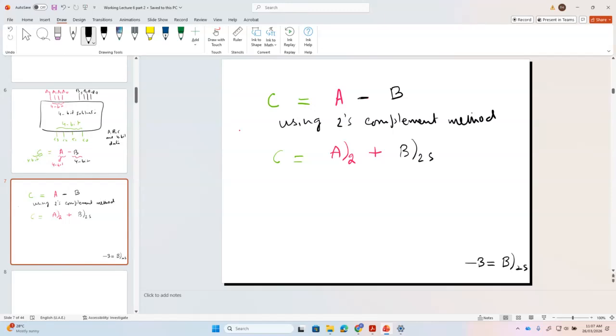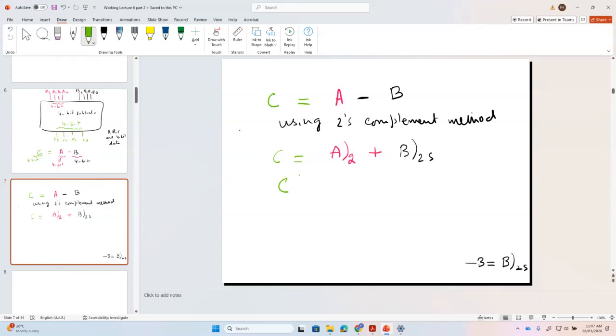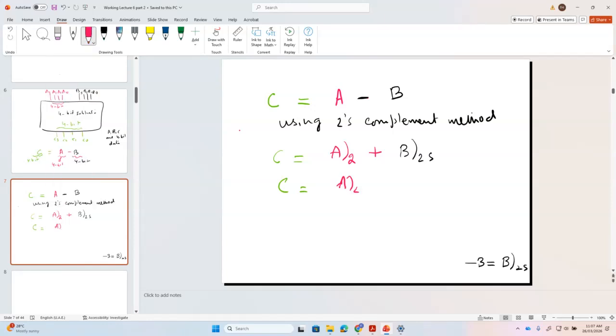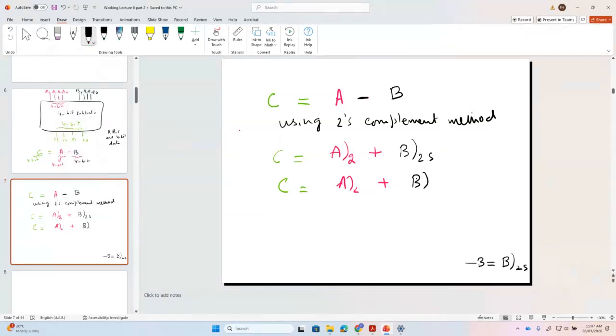Now, how can we compute 2's complement? Can anyone help me? Invert all the bits and add 1. Yes, we invert all the bits and then we add one. So the 2's complement can be computed by adding one to the ones complement. Any question? Got it?